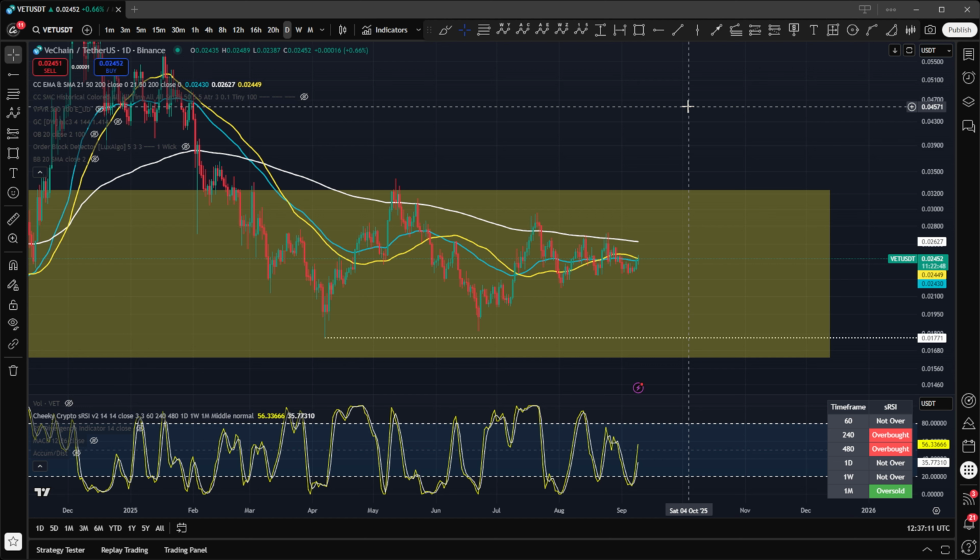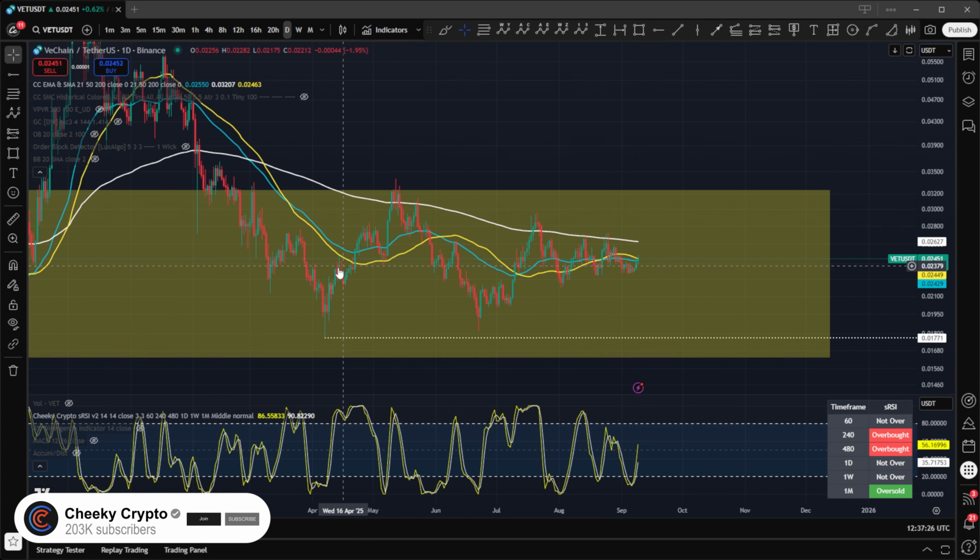formed for VeChain. Now, we have the yellow line. That is your 50 simple day moving average. This is quite simple in the terminology. It's just basically 50 candles averaged out. There's no weighting going on. It's just a simple moving average. And the price action has been below this, teetering above it at times. And right now it's facing resistance on there.